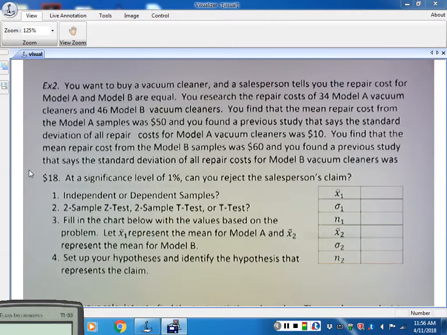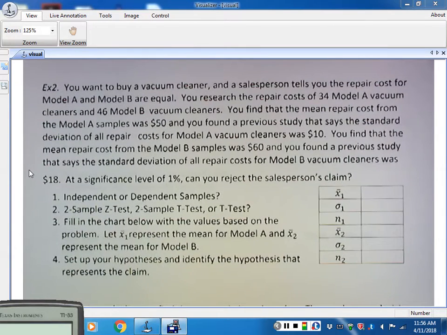So here's our second example, and all the rest of these are going to be word problems that show you how the word problems in Chapter 8 work, so that you'll know what to look for when you're trying to work these word problems.